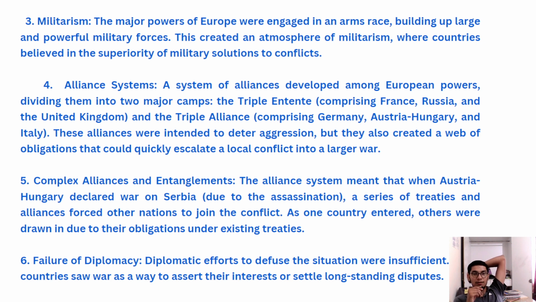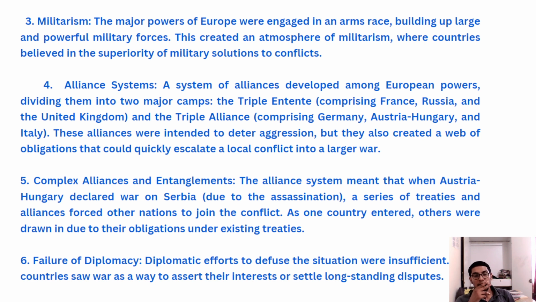The alliance system: a system of alliances developed among European powers, dividing them into two major camps. The Triple Entente comprising France, Russia, and the United Kingdom, and the Triple Alliance comprising Germany, Austria-Hungary, and Italy. The alliances were intended to deter aggression, but they also created a web of obligation that could quickly escalate a lower conflict into a larger war. Different countries grouped together in different forms.